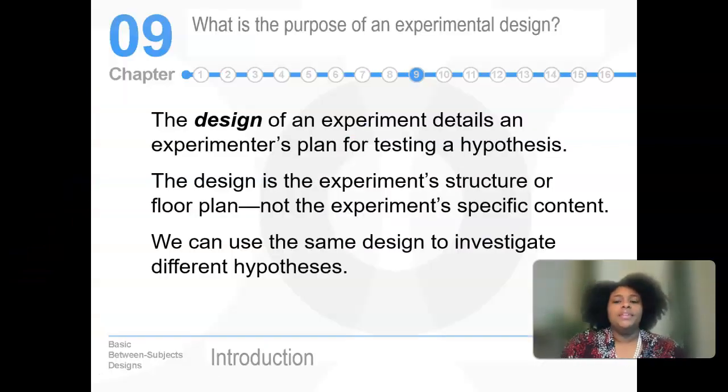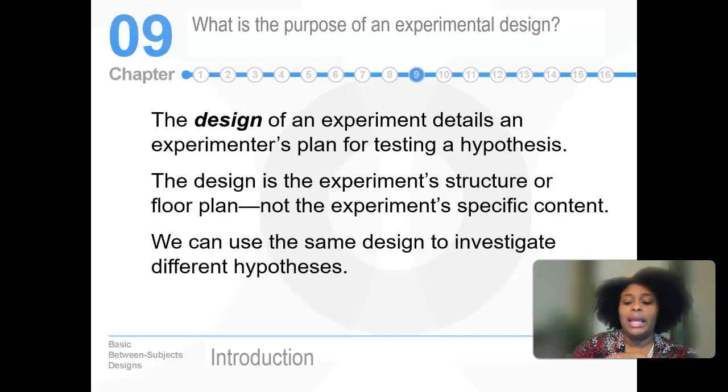The purpose of an experimental design is that it details the experiment's plan for how they're going to test their hypothesis and look at the impacts of the causal relationship between their two variables. The design is the experiment's structure, the floor plan, and the specific content involved with testing their variables. We can use the same design to investigate different hypotheses to get an outcome.